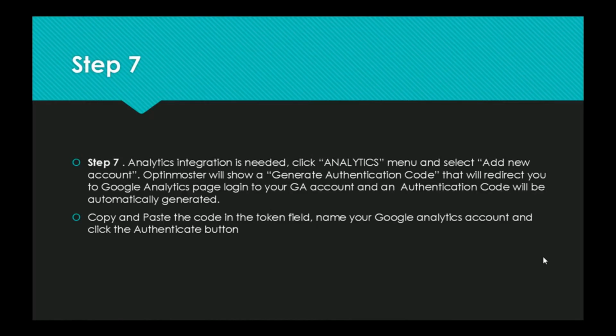So step 7, the analytics integration. You're going to click on the analytics section. On that menu, you're going to add a new account. OptinMonster will have a button to generate an authentication code. You're going to click that, connect it to your Google account for your analytics, and it's going to generate an API key or authorization code for you. You're going to copy and paste that into the token field in OptinMonster, and then you're going to give it a name, and it'll all be set up for you there.